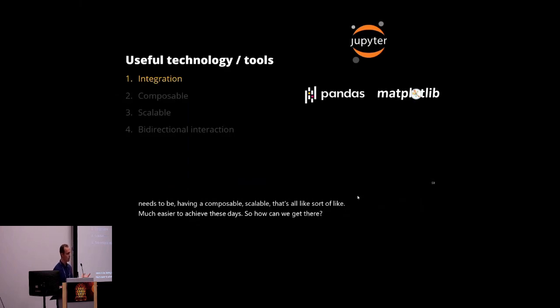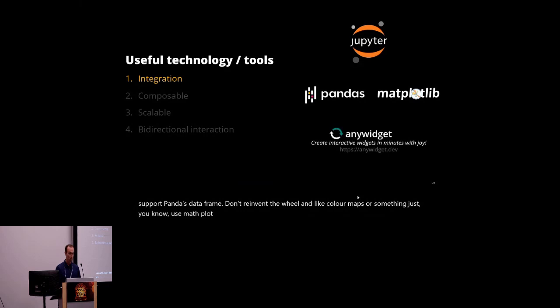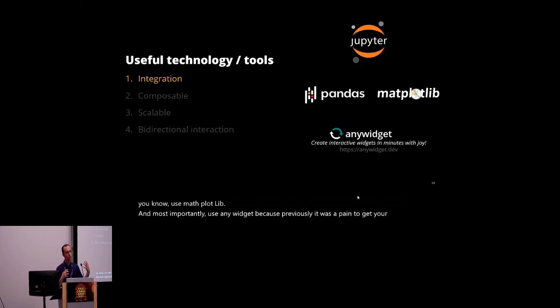For integration, the simplest solution is to try to get your system into Jupyter, because that's where most people experiment. And make sure to use existing data standards, like support pandas data frame. Don't reinvent the wheel on color maps or something, just use matplotlib. And most importantly, use anywidget, because previously it was a pain to get your visualization tool into that ecosystem, and now it's just joy.